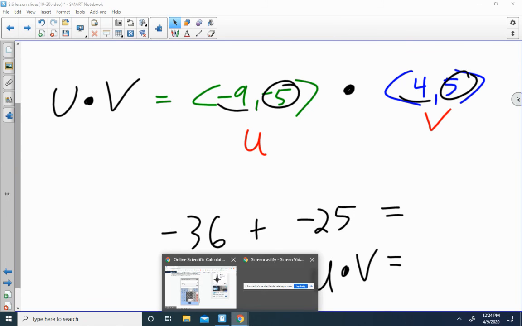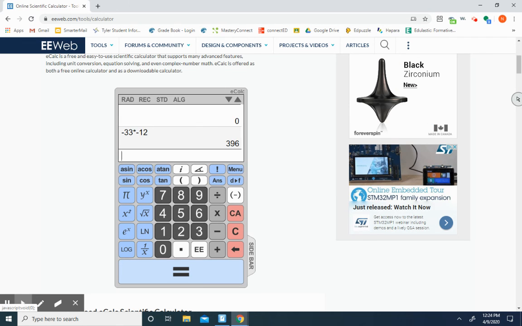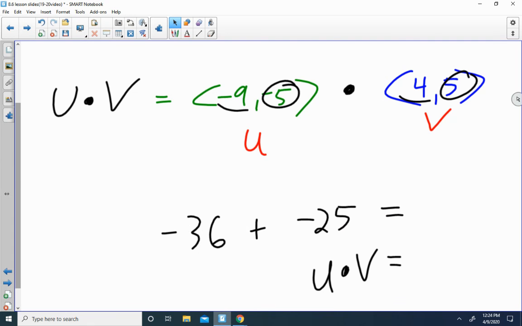Let's double check that in the calculator. Clear, negative 36 plus negative 25. And you get negative 61 is your dot product.